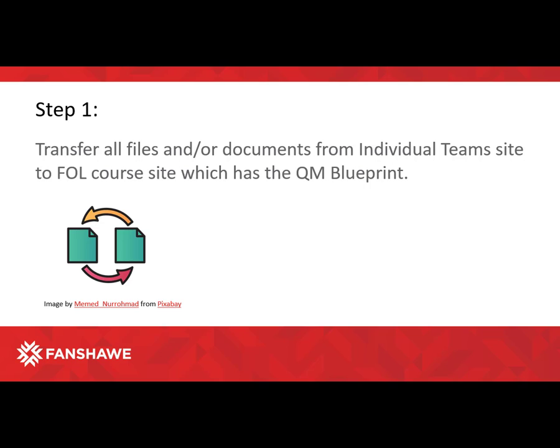Step 1 is to transfer all files and documents from the individual team site into the FOL course site that has the QM blueprint copied into it. In most cases for an A2 revamp, you'll be starting with a brand new FOL shell or site to give you a fresh start and then manually copying content from the old site into the new site. For this revamp, we'll be using the demo site.